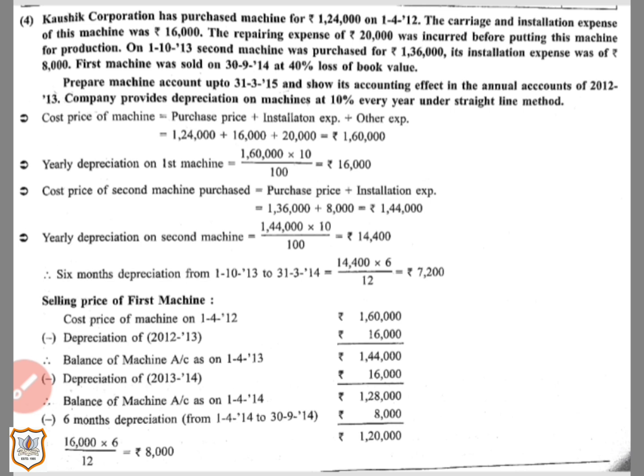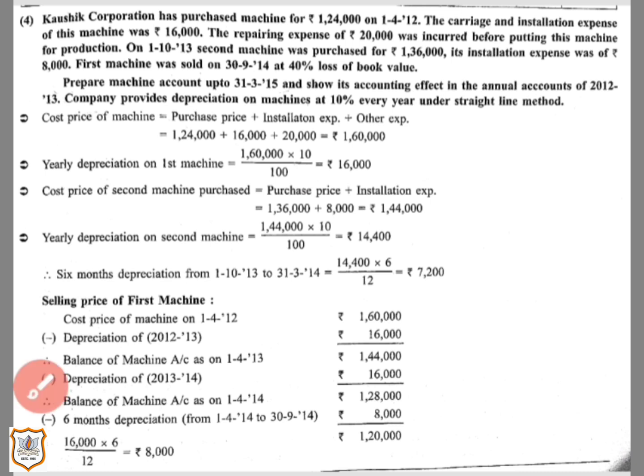So here 6 months depreciation would be rupees 7,200. That is, if yearly depreciation is 14,400 and we calculate 6 months depreciation, 14,400 will be multiplied by 6 months upon 12. So that comes to 7,200.